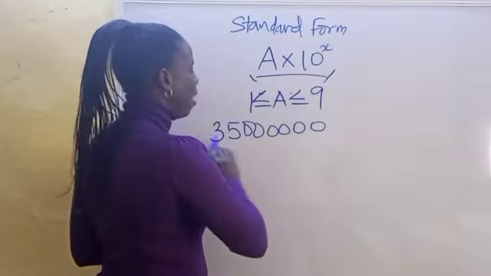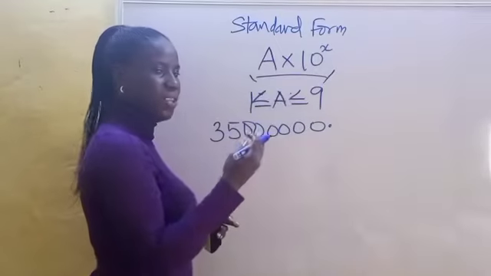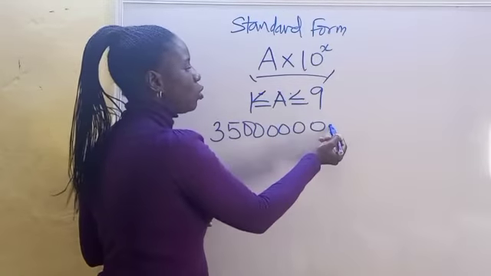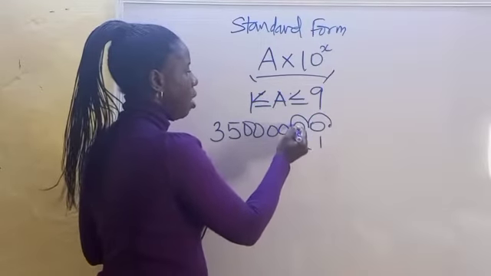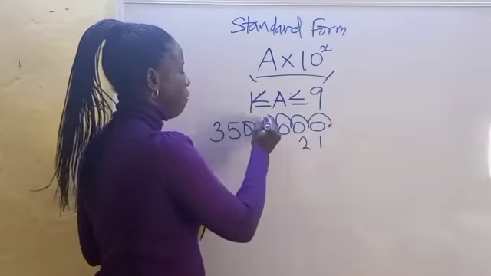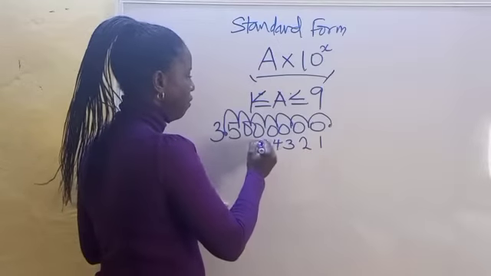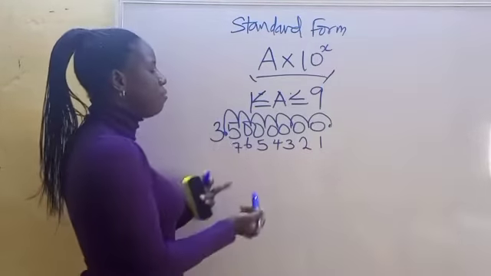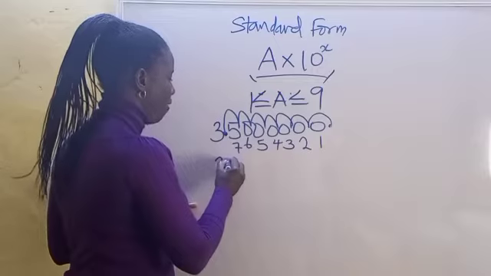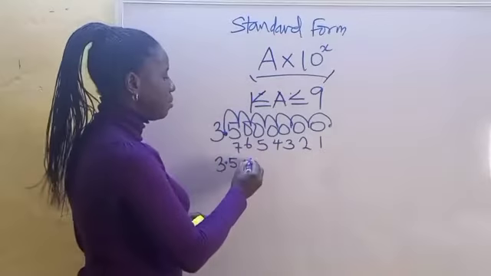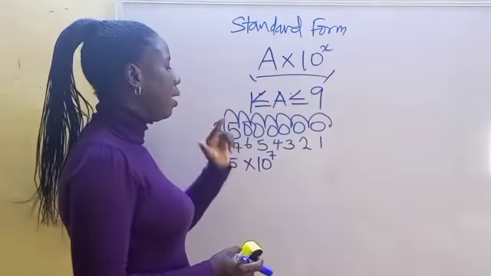So always know that when you have a number like this, the decimal point lies at the end of the figure. So the best way to do it is to move the decimal point 1, 2, 3, 4, 5, 6, 7. So 3, 4, 5, 6, 7. Now we move the decimal place 7 times to give us 3.5 times 10 raised to the power of 7. It's actually a plus 7.